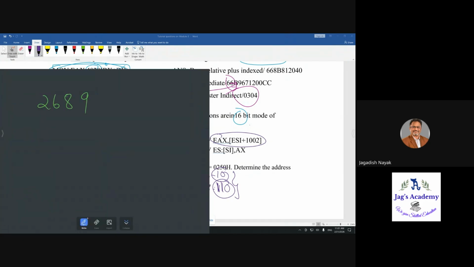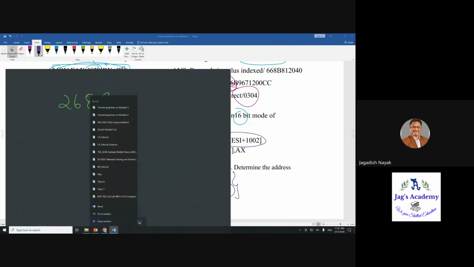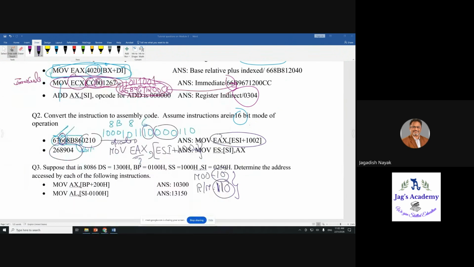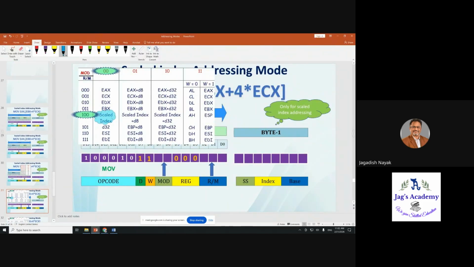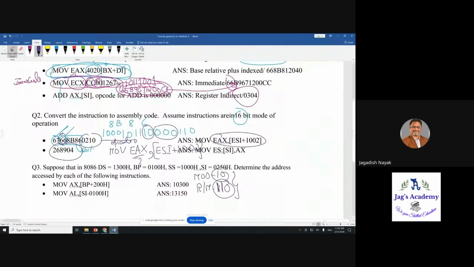26.8. What is that? Sorry. 268904. Now, what is the prefix? See the table. It is for segment overriding. Yes or no? Segment overriding is a prefix. What is segment overriding? It's for ES, right? Segment overriding for ES. Okay.